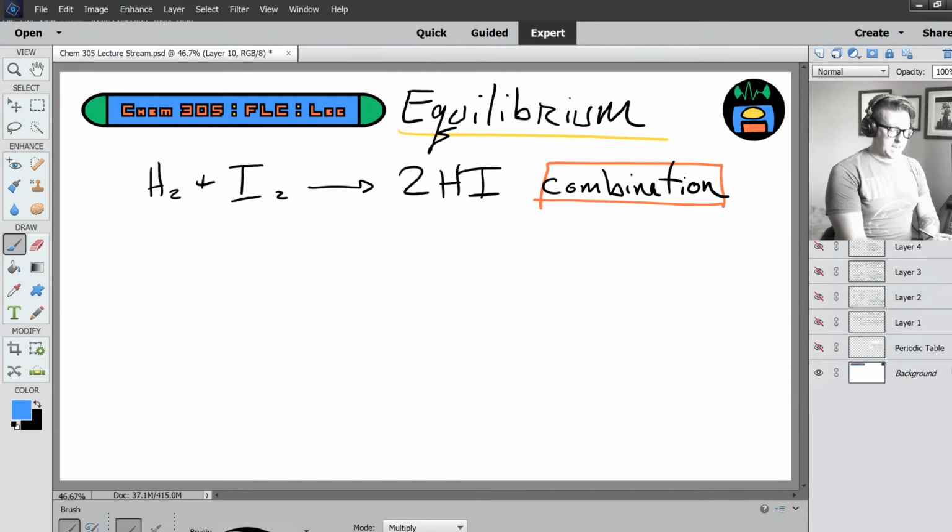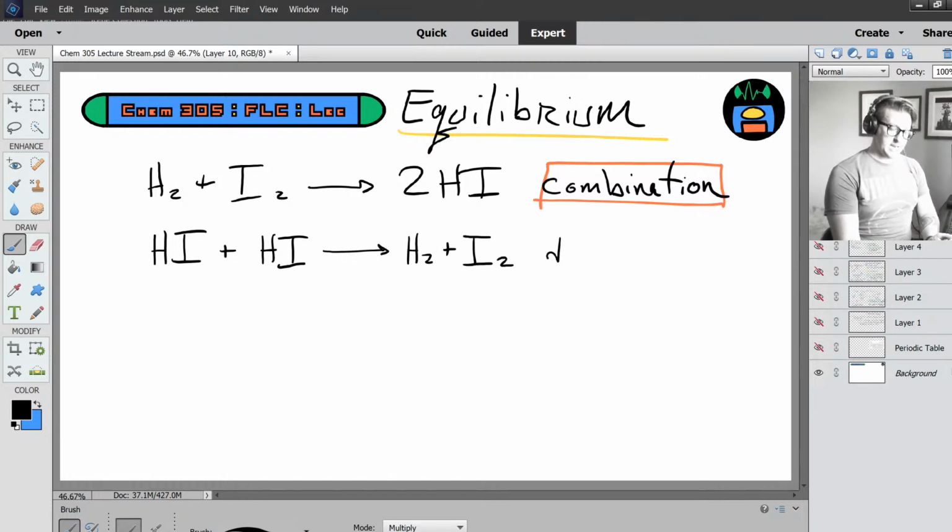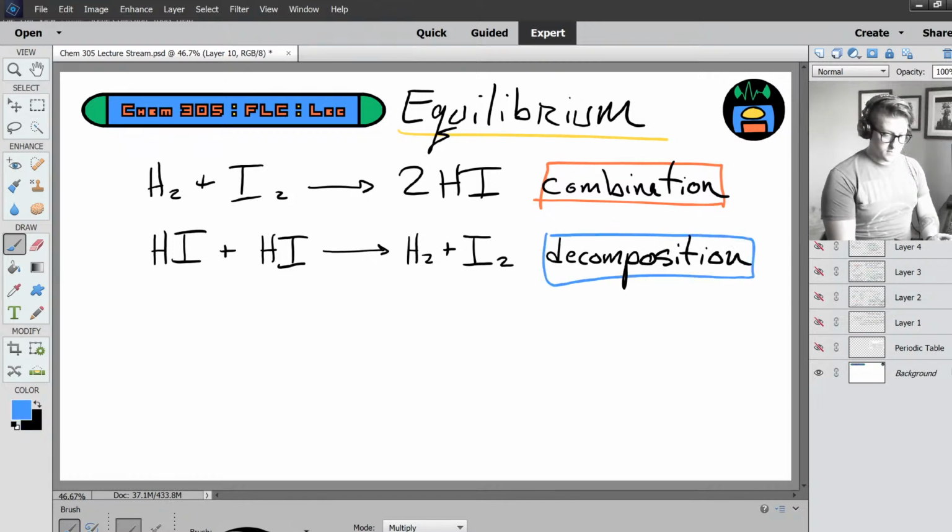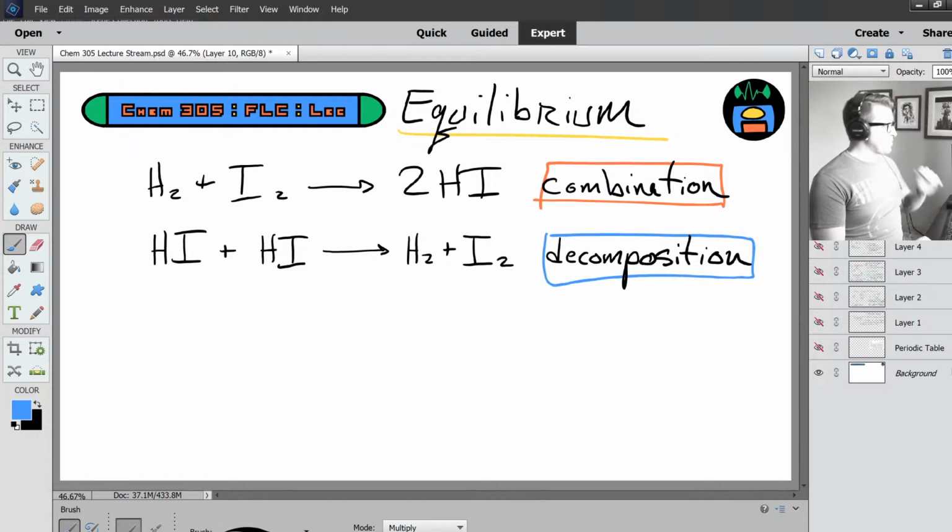Now consider the decomposition reaction, a reaction in which two molecules of HI collide with each other to form one molecule of H2 and one molecule of I2. This is a decomposition reaction.